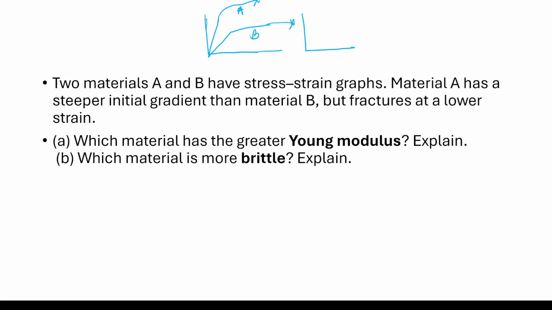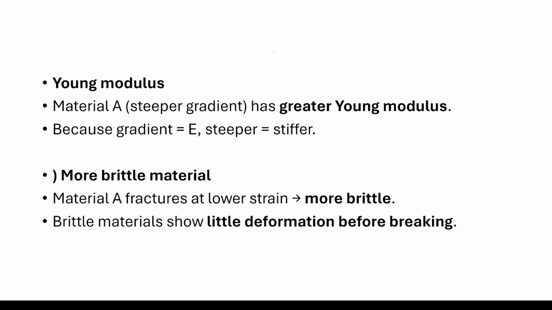What we have on the vertical axis is stress, and what we have here is strain. Which material has greater Young's modulus? Obviously, the one that has the steeper gradient would have greater Young's modulus. Which material is more brittle? The one that breaks earlier. A breaks earlier, has less strain, and hence is brittle.